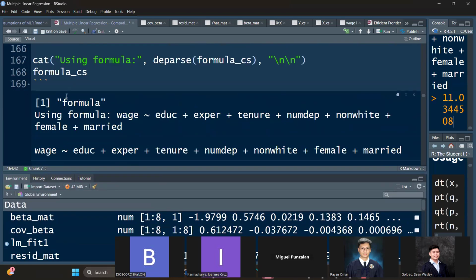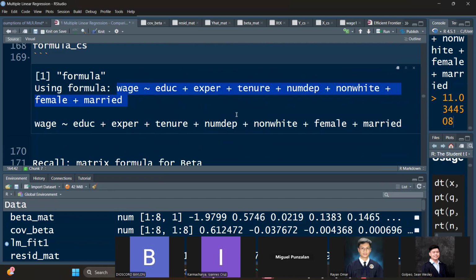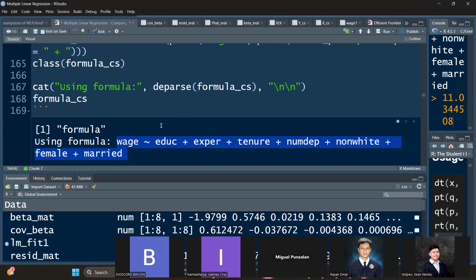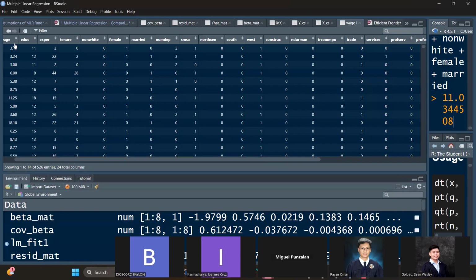And then we printed it using the formula for wage associated with education, experience, tenure. This is our regression equation. All right, then remember, we'd like to make use of wage as our, here is wage, class, the first column.